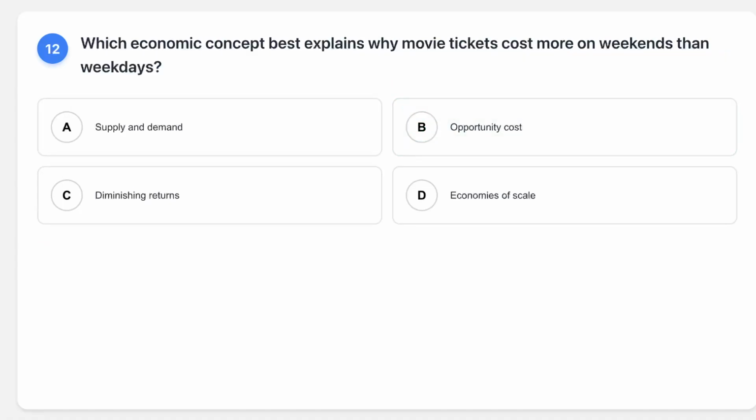Question. Which economic concept best explains why movie tickets cost more on weekends than weekdays? Option A. Supply and demand. Option B. Opportunity cost. Option C. Diminishing returns. Option D. Economies of scale.